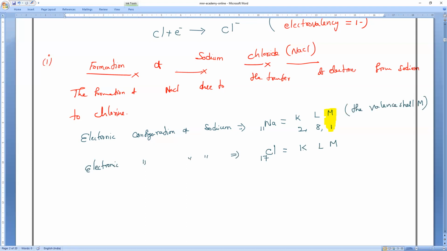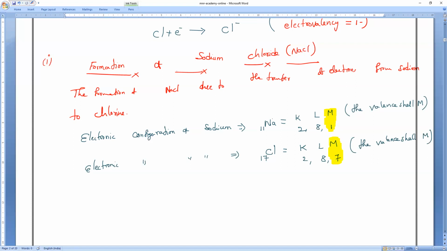KLM. So what is the electronic configuration? 2, 8, 7. So again here also, what is the valence shell? M shell. Okay, so again the valence shell is the M shell.